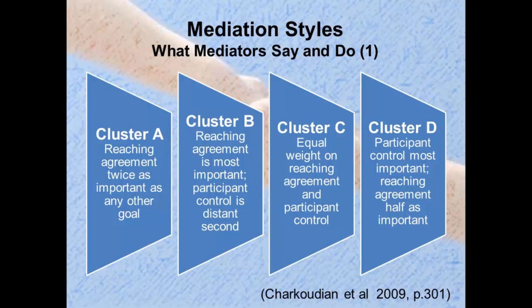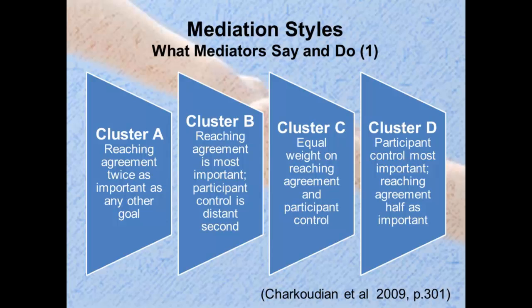Within each of these 4 clusters, the mediators surveyed did similar kinds of things to form a particular approach to mediation. So, for example, this slide shows that the mediators in cluster A focused the most on reaching agreement and were the most likely to give direction on both the process and the outcome. Whereas the mediators in cluster D were at the opposite end of the spectrum, focusing on supporting the participants to control the outcome of the mediation.